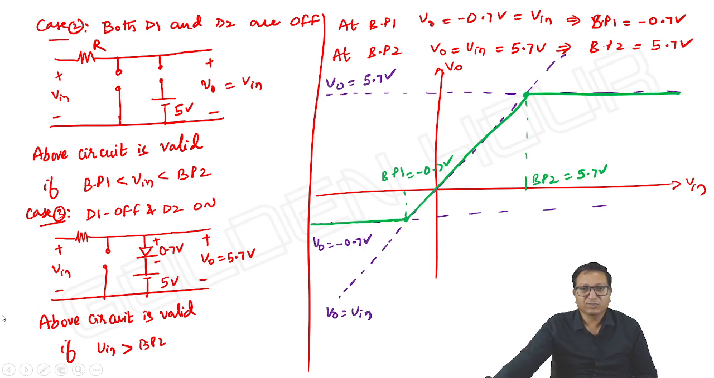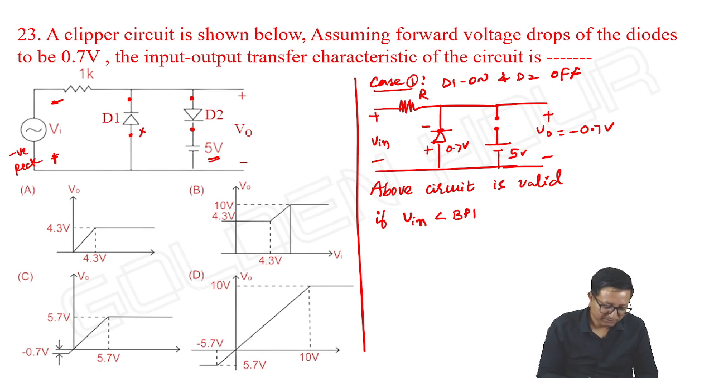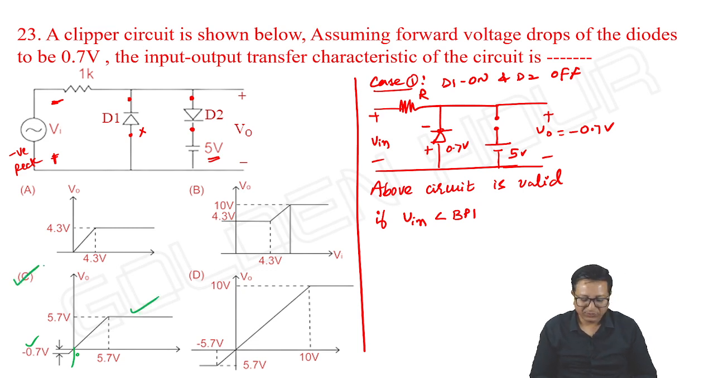Okay, and what did they ask in this problem? They asked us to draw the transfer characteristic. What do we get? Minus 0.7, right? And here it is 0 and it is 5.7. That's it. Option C is correct.